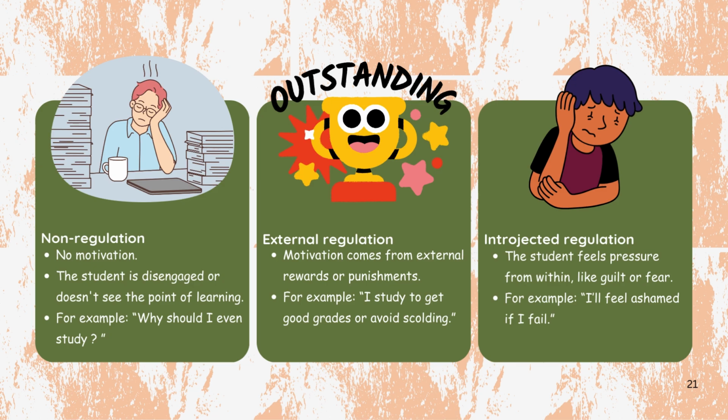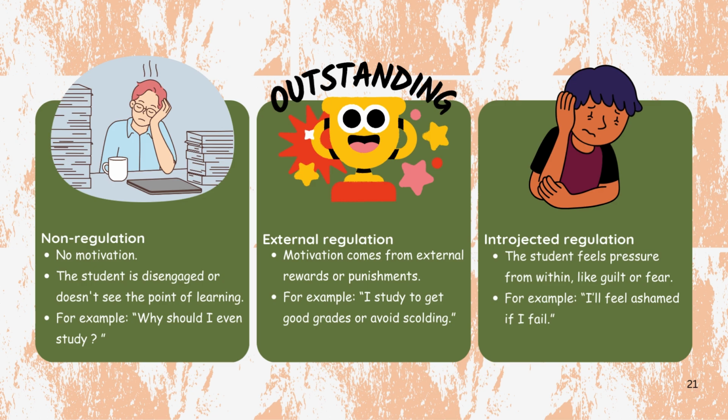So, the second one is external regulation. The motivation is driven by external rewards or punishments. For example, I study so I don't get scolded, or I want a good grade.